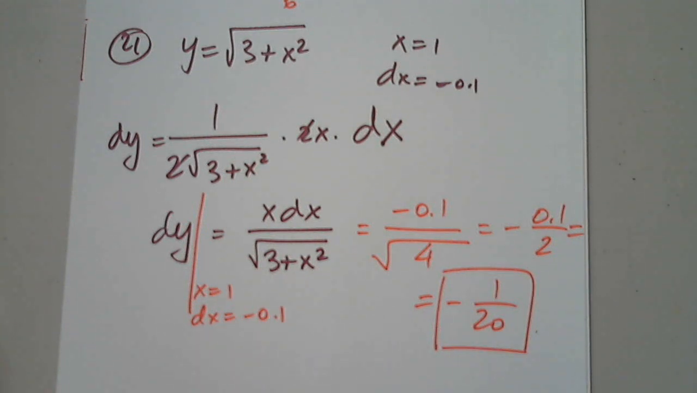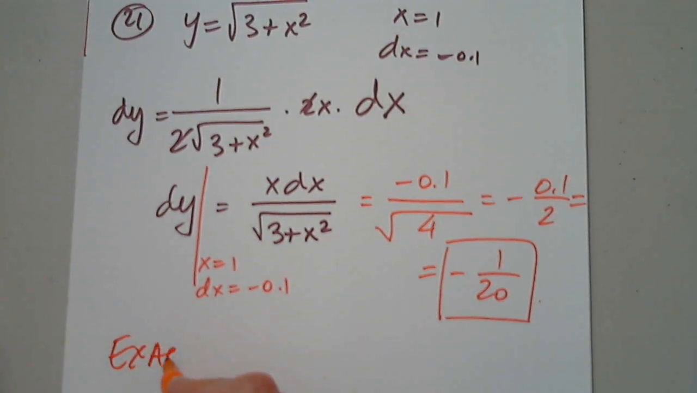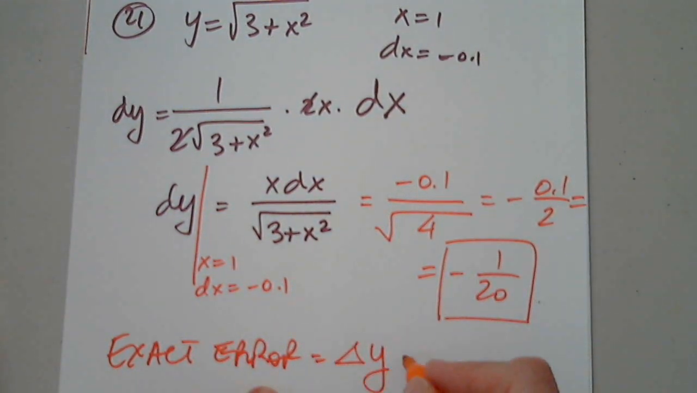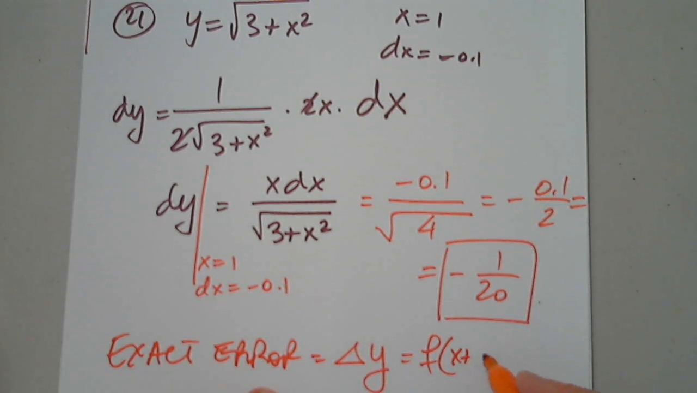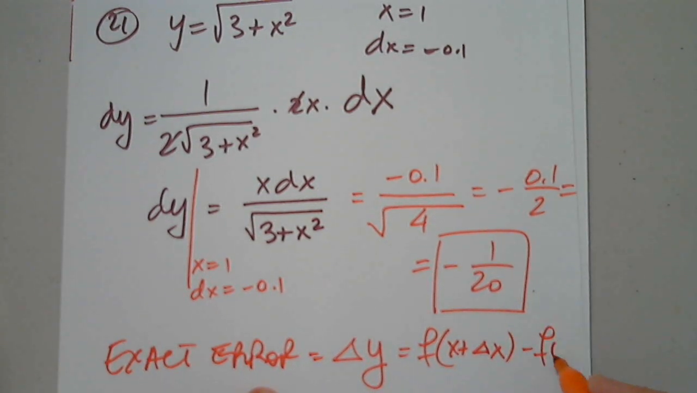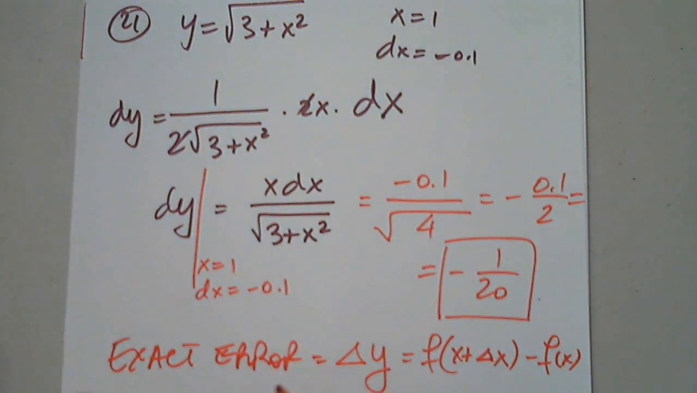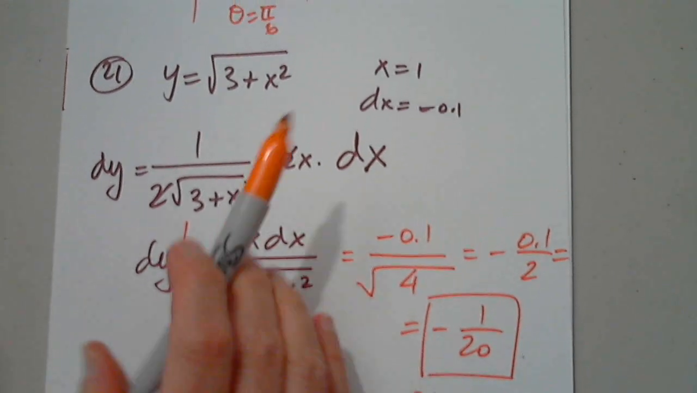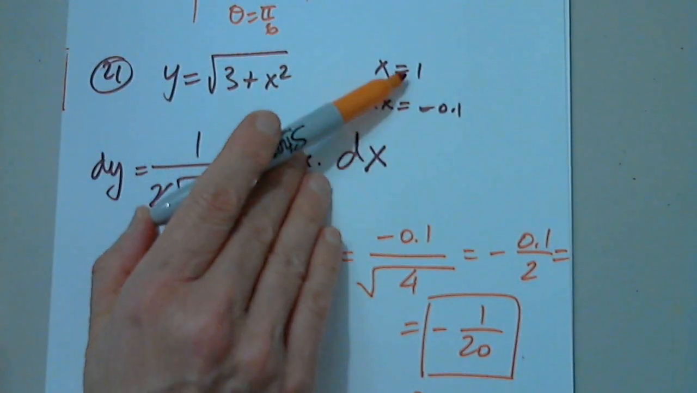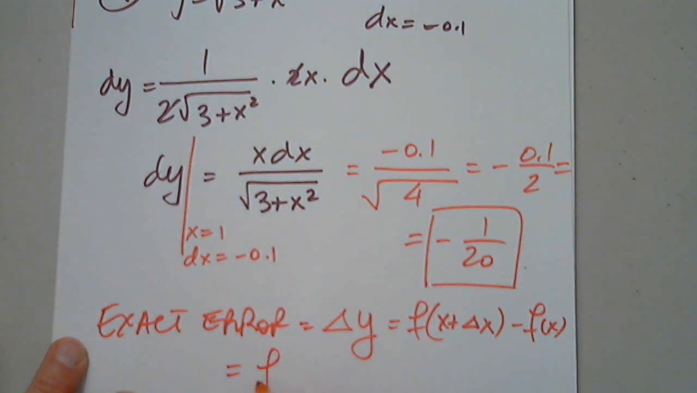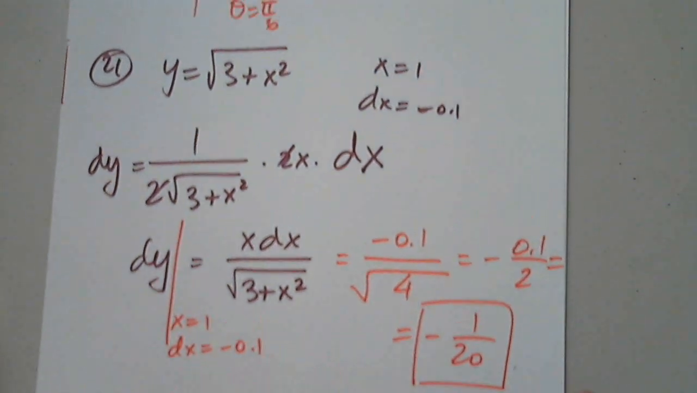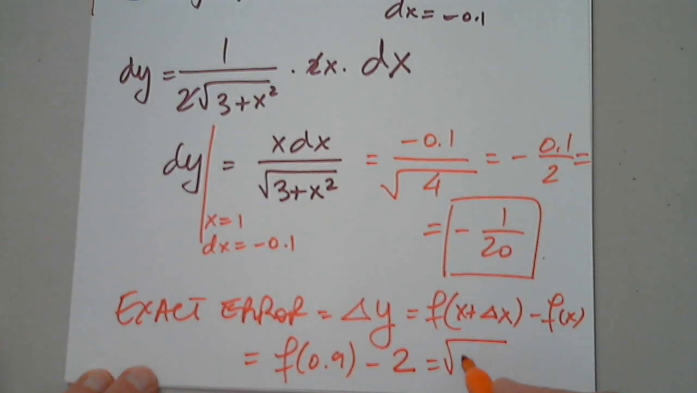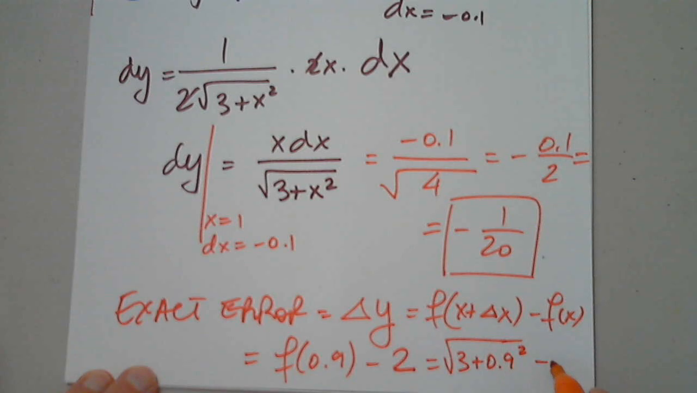What will be the exact error? I have to calculate it. Delta y will be f of x plus delta x minus f of x. I don't know what the exact is, but it had better be very close. So x plus dx is 0.9. So I have to find f of 0.9 minus f of 1, which I know is 2. So this will be the square root of 3 plus 0.9 squared minus 2.